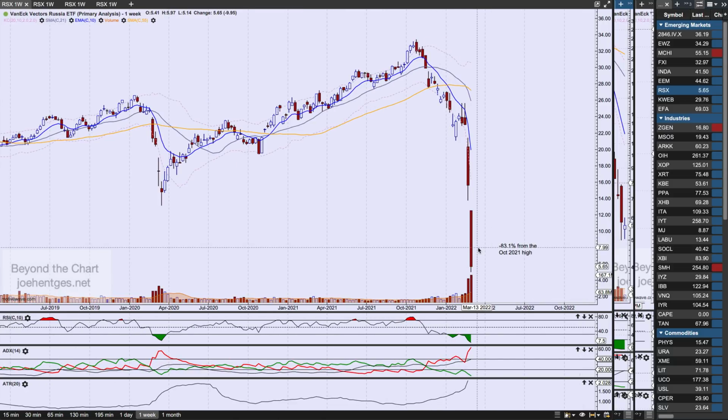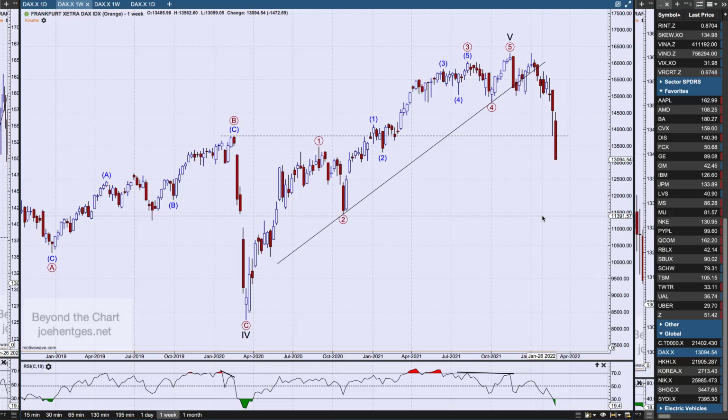No surprise. But I'll tell you what was a little bit of a surprise to me as I was going back through all the global indices for my weekly review with the members. Look at what's going on with the DAX in Germany. The Frankfurt Xetra DAX, the main index in Germany, was down 1,472.69 points this last week. The DAX dropped 10.1% this last week and is down 19.6% from the high the week of November 14th.